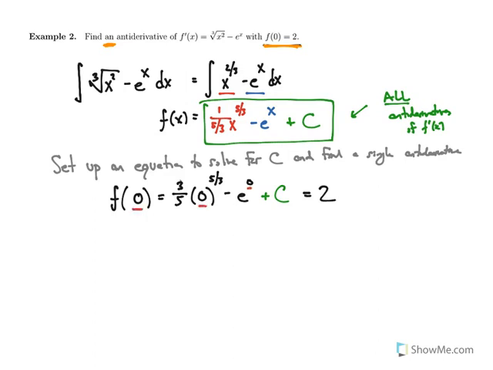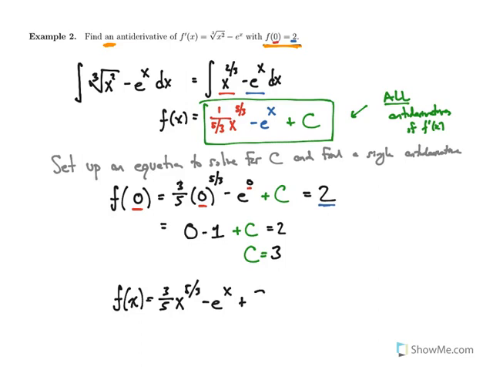F of 0 is equal to 2. So here's my equation. 0 to the 5/3 power is 0. E to the 0 is 1. Plus c is equal to 2. So that means that c here is equal to positive 3. So the specific antiderivative that I'm trying to find here is 3/5 x to the 5/3 minus e to the x plus that constant 3.